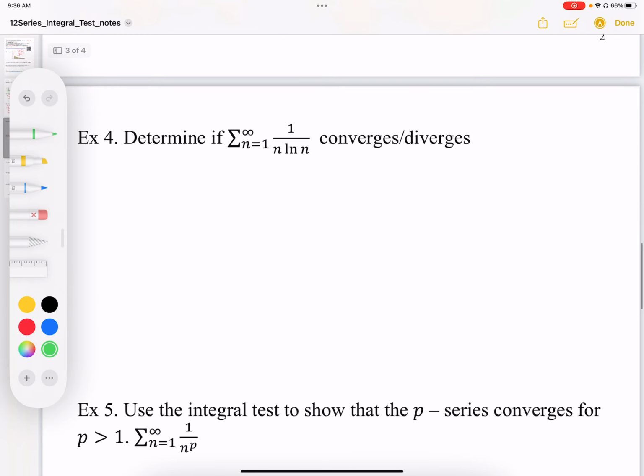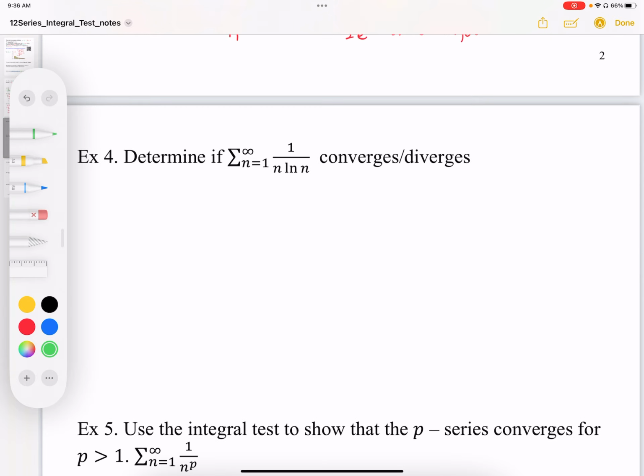In example 4, we're going to use substitution as well. So our first thing is we're going to set up our function. Our function is going to be 1 over x log x, and our area is the limit as a approaches infinity from the bounds of 1 to a.